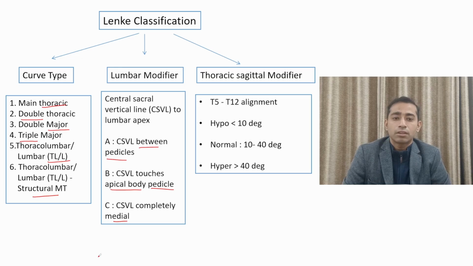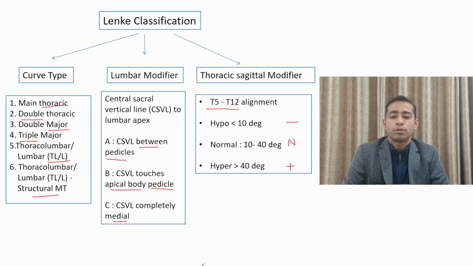The last is the thoracic sagittal modifier, for which we see the angle between T5 to T12 on the lateral view. And if this angle is less than 10 degrees, it is hypokyphotic or minus. If it is 10 to 40 degrees, it is normal. And if it's hyperkyphotic or greater than 40 degrees, it is plus. So hypo is also designated as minus and hyper is designated as plus and normal is designated as N.